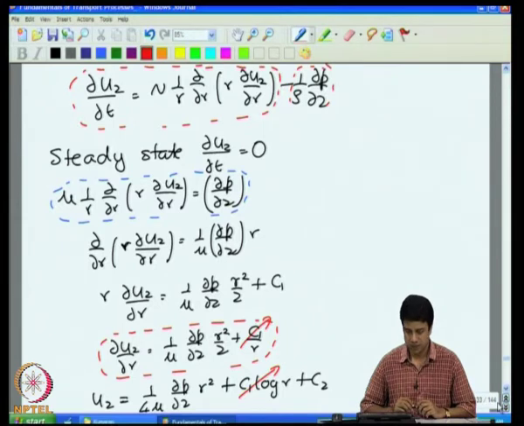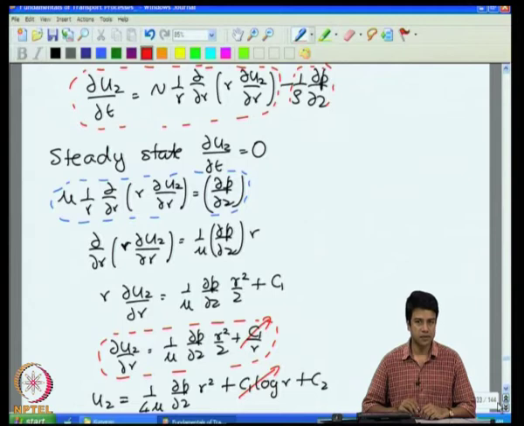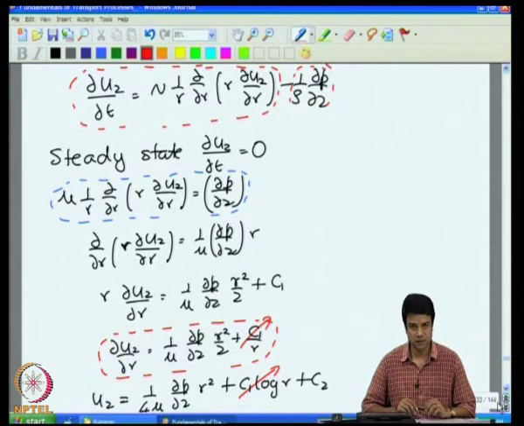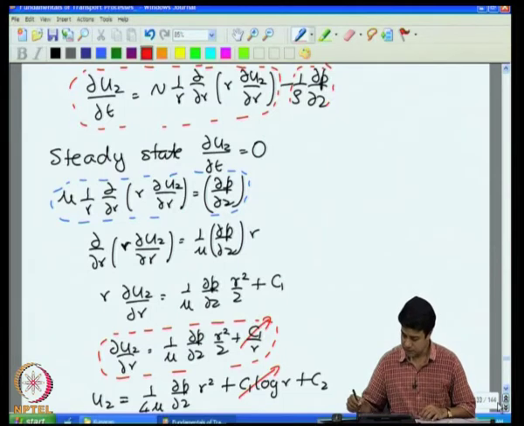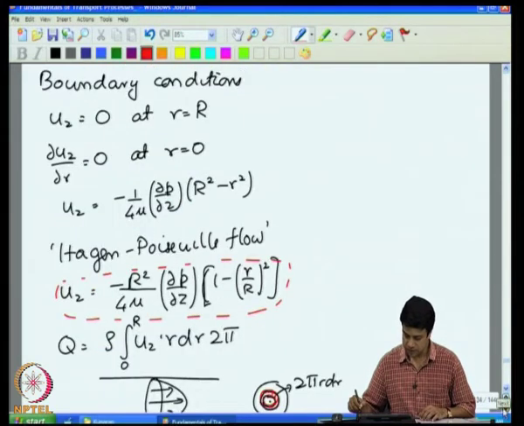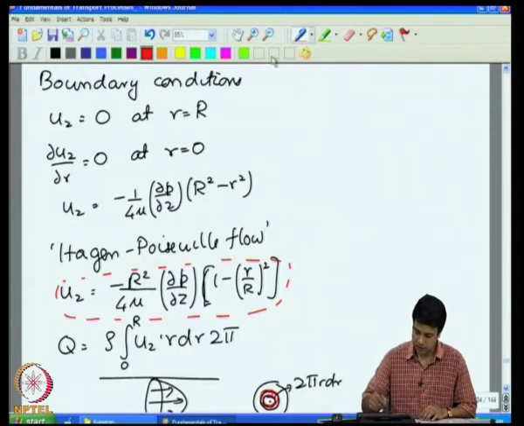Therefore, since the pressure is independent of the radial coordinate, it is a function only of the axial coordinate. So, because the radial velocity is identically equal to 0, all terms in the radial momentum equation which depend upon the radial velocity are equal to 0. Therefore, the pressure variation in the radial direction also has to be equal to 0. Therefore, P is only a function of the axial coordinate. And we had solved this to obtain the Hagen-Poiseuille law for the flow in a pipe.